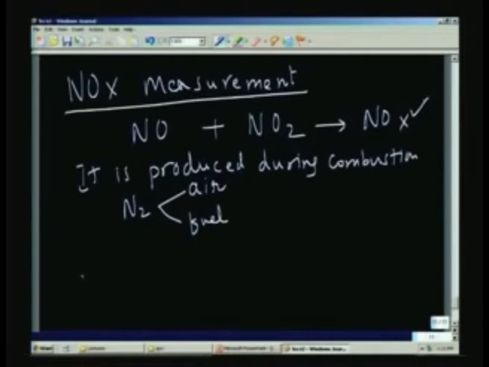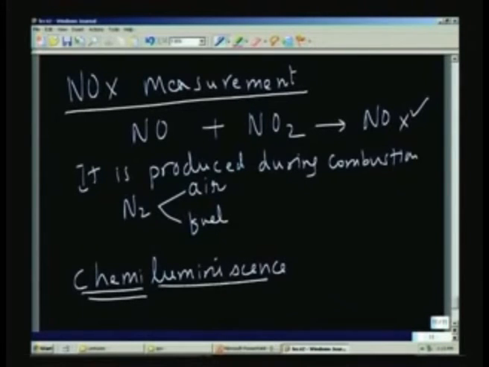So, the method of measurement is called chemiluminescence. What does it mean? Chemi means chemical, luminescence means light. So, a chemical reaction gives rise to light. The chemical reaction is the reason for the light. Let us look at some of the details.